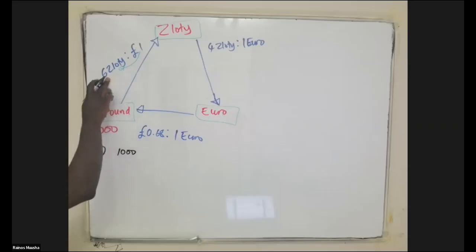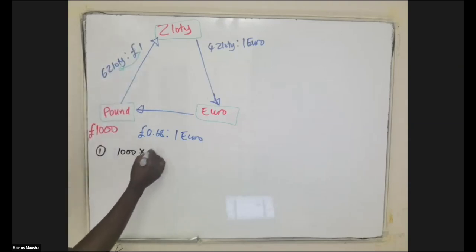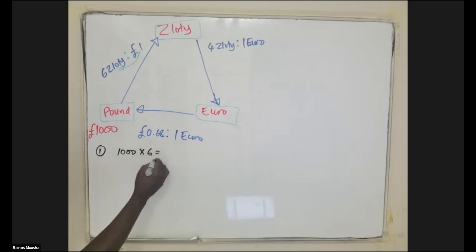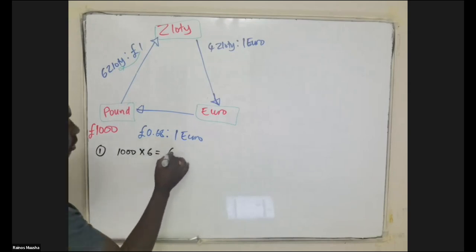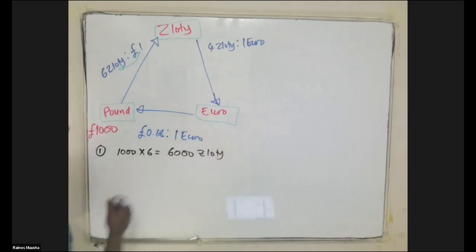To end up with more, given that the exchange rate is 6 units gives you 1, it means we're going to multiply, isn't it? Are we on the same page? It means we're going to multiply. And if we multiply, how many units do we end up with? We end up with 6,000 units of the lottie, isn't it?